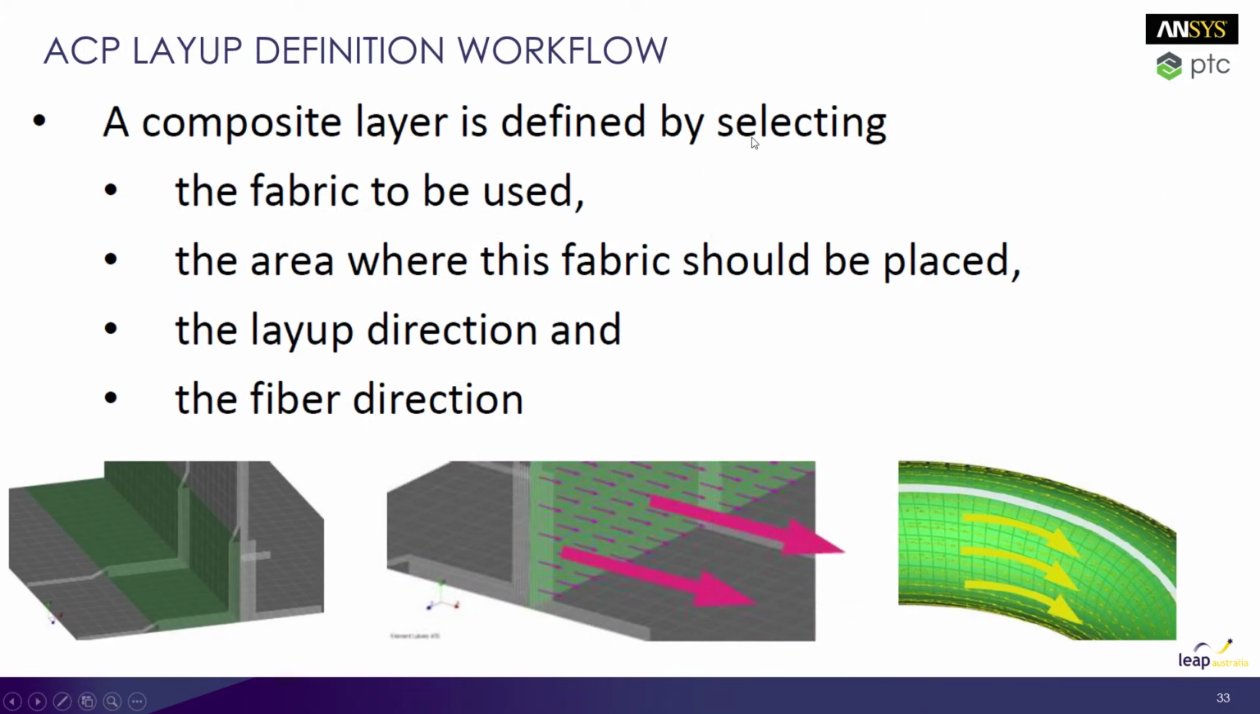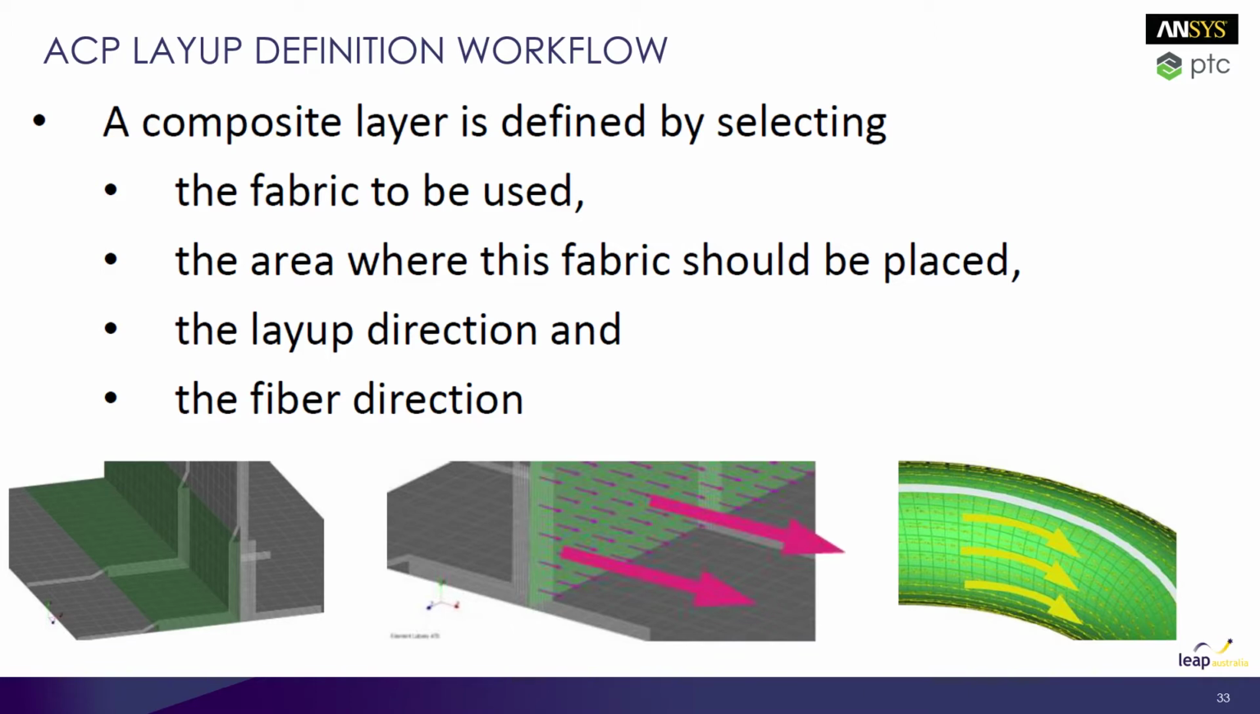The ANSYS Composite Preprocessor, ACP Pre, is designed to fairly closely follow the design process that you would use in real life to make a composite material. You choose the fabric that you're going to use, which material it is going to be, what shape this fabric is going to have, and where you are going to place it on your structure. Then you say whether you are building up your composite on this side of your structure or within your structure.